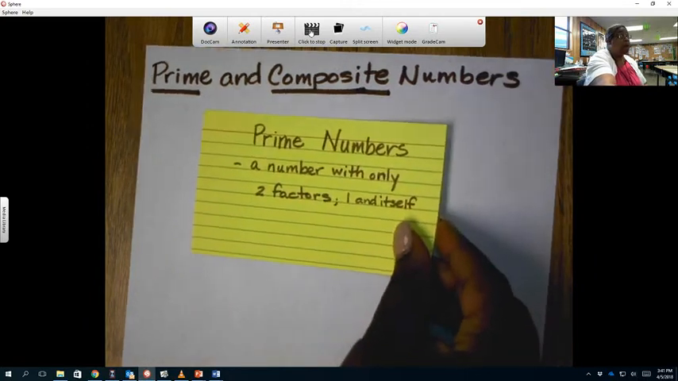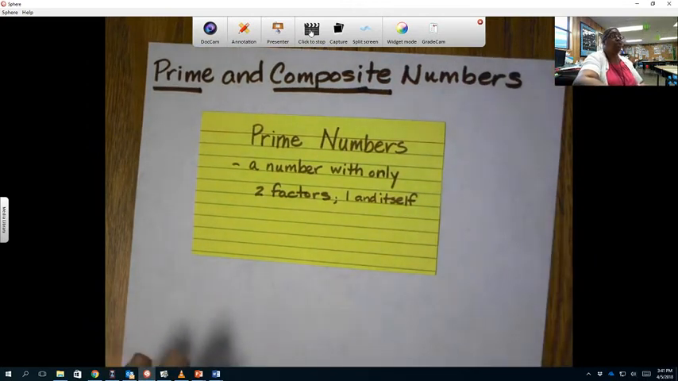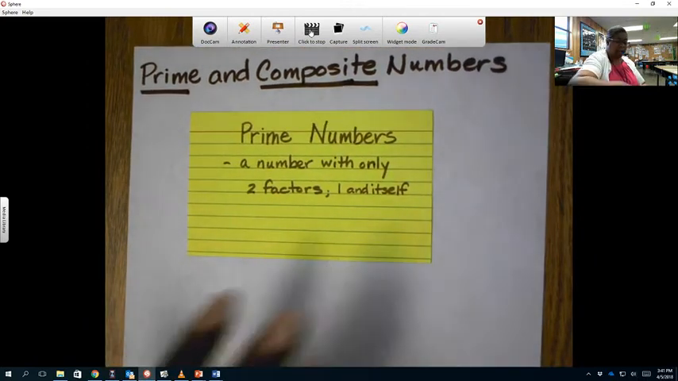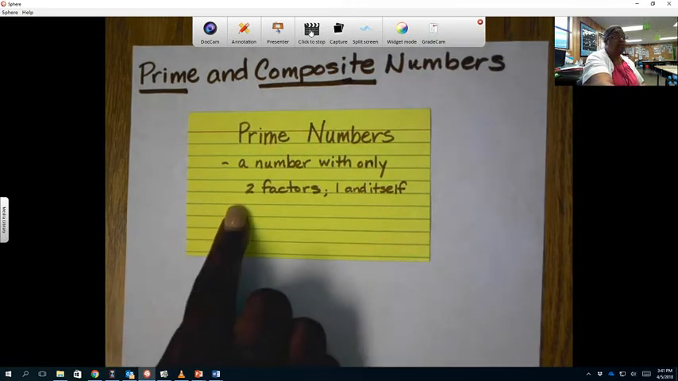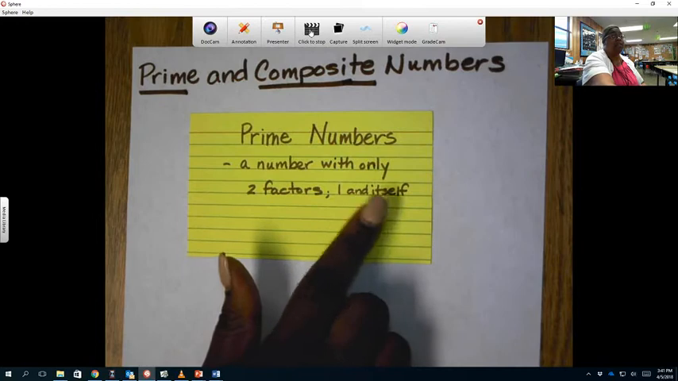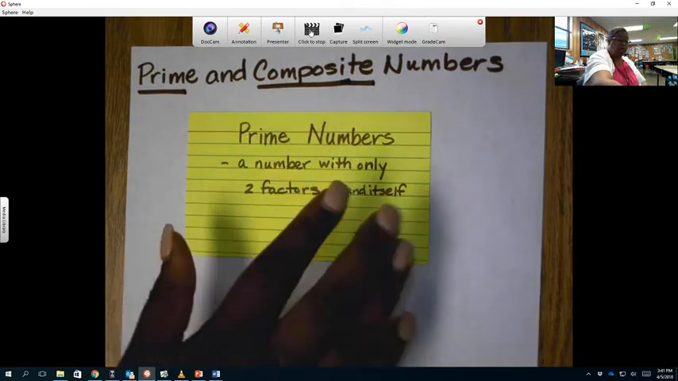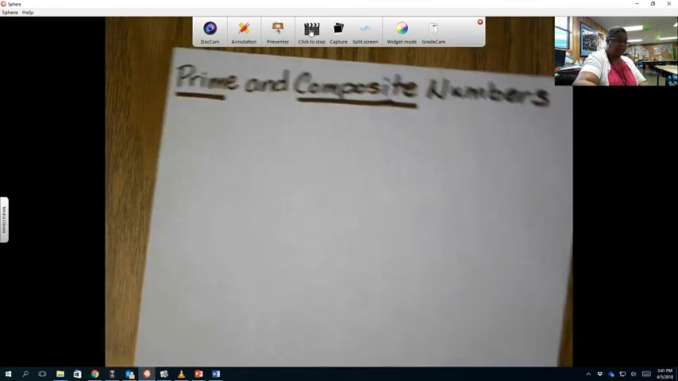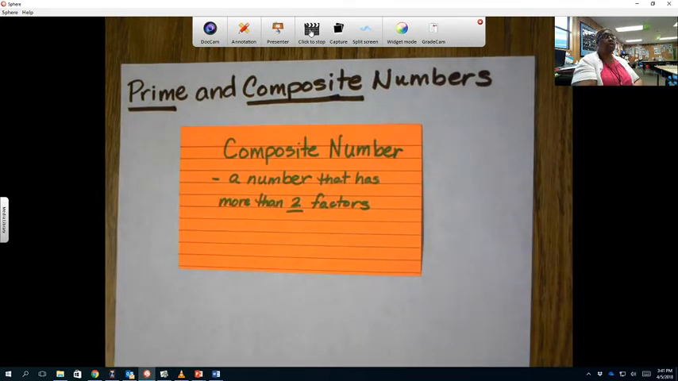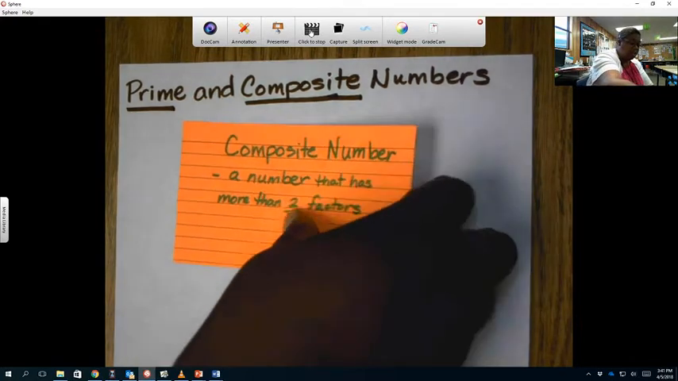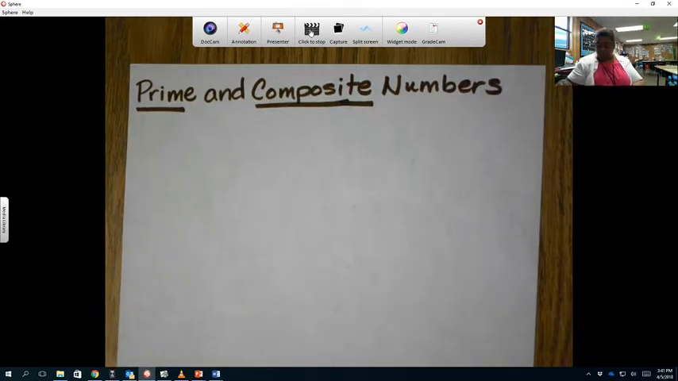A prime number is a number with only two factors, one and itself. Now you're saying to yourself, what are factors? Factors are numbers that you multiply together to get an answer. So they only have two factors, one times itself, and those are prime numbers. Composite numbers are numbers that have more than two factors. Okay? So let's look at a couple examples of prime and composite numbers.